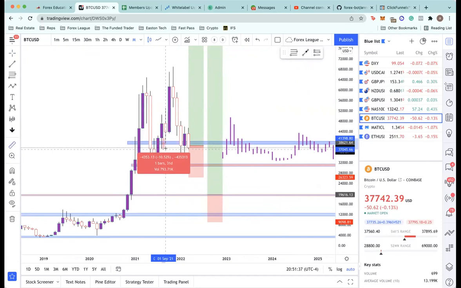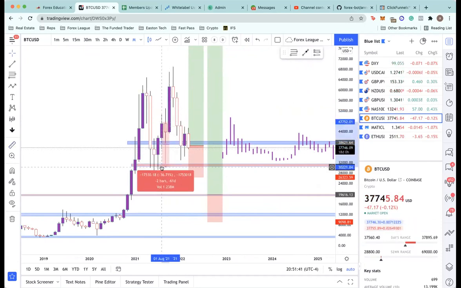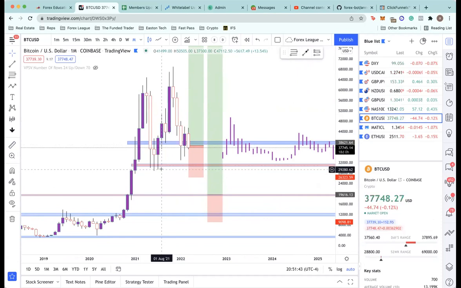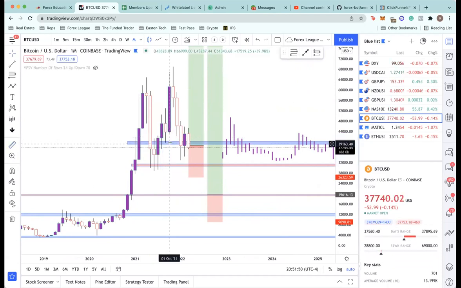I mean, from the wick of that candle alone, in that 1 month, that's from what, 28 basically to over 40. 40% in a month. Yeah, that's nuts. Not a bad month, guys.